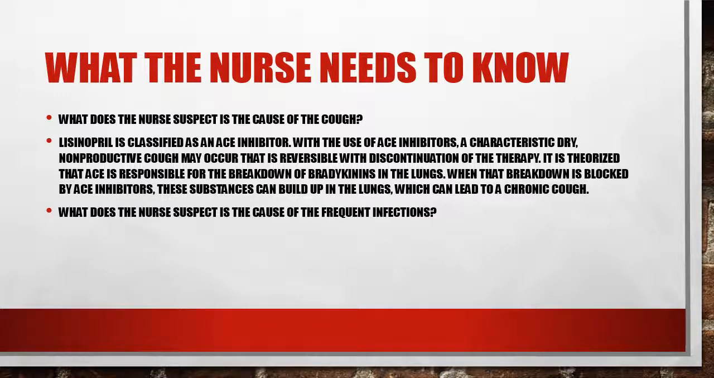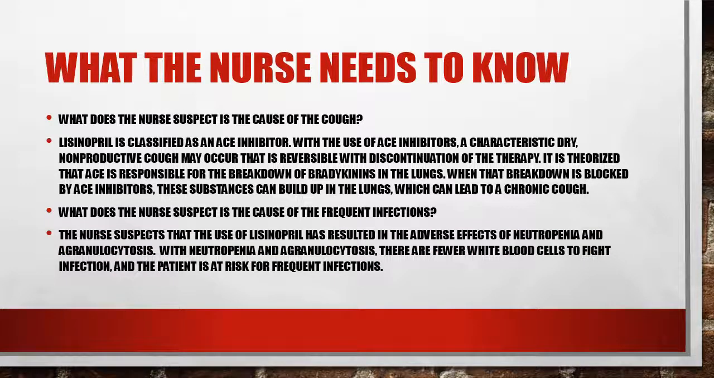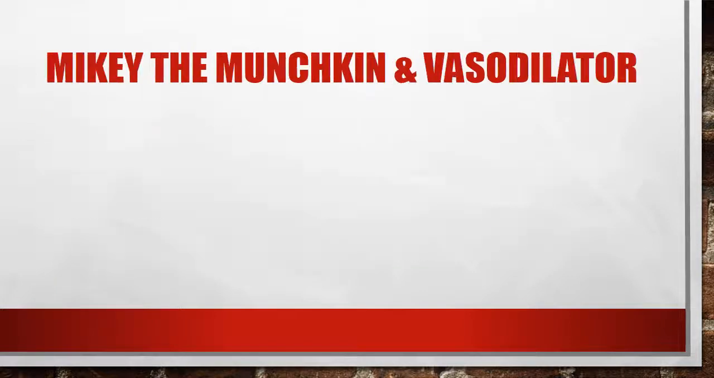Why does the nurse suspect that it is the cause of frequent infections? The nurse suspects that lisinopril has resulted in the adverse effect of neutropenia and agranulocytosis. With neutropenia and agranulocytosis, there are fewer white blood cells to fight off infection, and the patient has a risk for frequent infections. So we probably ought to switch him to an ARB, a sartan, right?